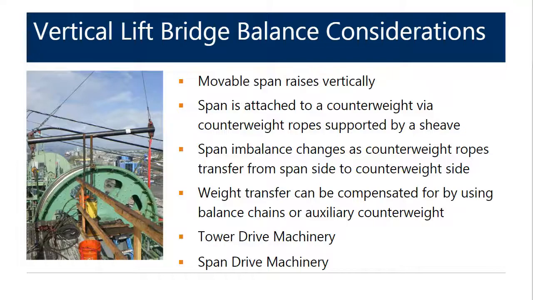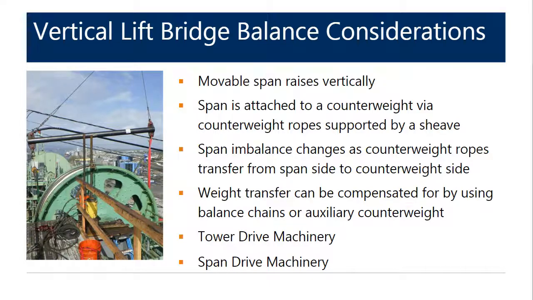As we presented, a vertical lift bridge is a movable span that raises vertically, with the span attached to a counterweight via counterweight ropes that are supported by a sheave, as shown in the photo here. The difference in the weight on the span side and the weight on the counterweight side of the sheave is the span imbalance. As a vertical lift bridge is raised, the initial imbalance in the seated position changes as the counterweight rope weight transfers from the span side to the counterweight side. This transfer of weight can be compensated for by the use of balance chains or an auxiliary counterweight system.